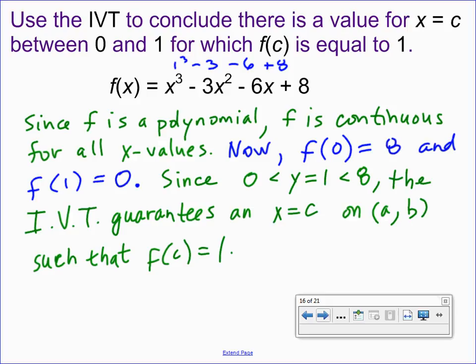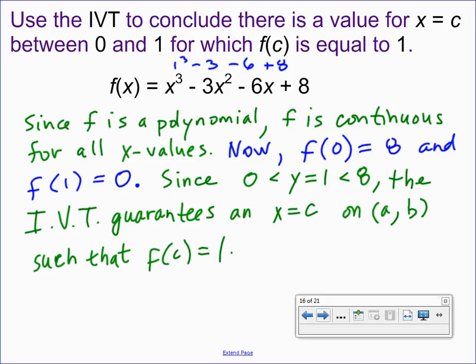So what's your job? Your job is to guarantee the prerequisites. You need a continuous function, and you need to check that your y value of concern is in between your endpoint y values, f at a and f at b. If those prerequisites are met, then the intermediate value theorem guarantees some existence.